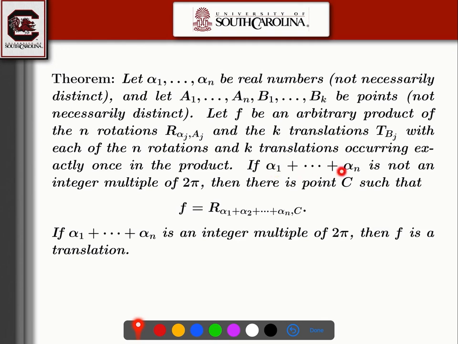If the sum of these angles is not an integer multiple of 2 pi, this will be a rotation about some point C by the sum of these angles. If the sum of the angles is an integer multiple of 2 pi, then F will simply be a translation by some point.